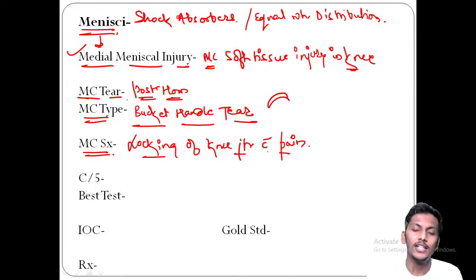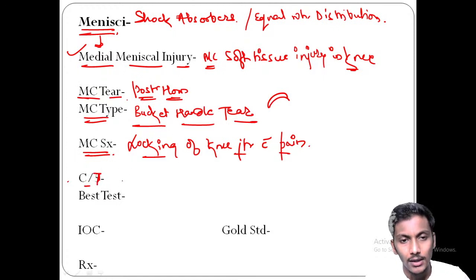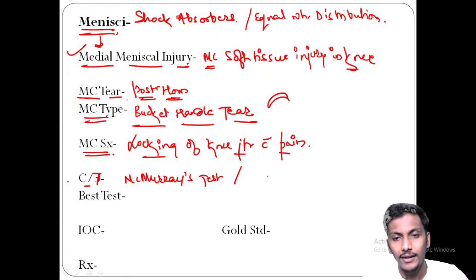There would be locking of the knee joint along with pain. Now, what are the clinical tests? What are the preferred clinical tests in this condition? The preferred clinical tests would be McMurray's test and Apley's grinding test. Just remember the names, these are important.